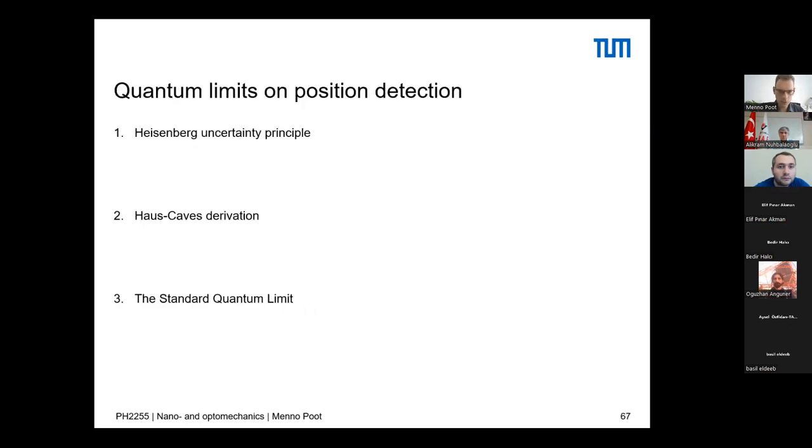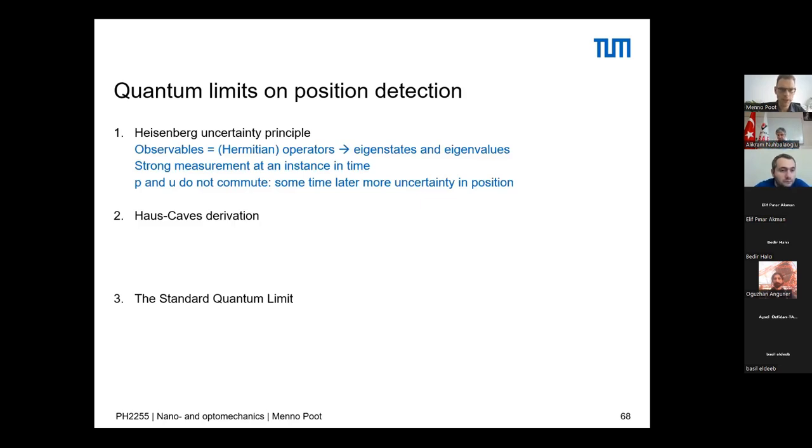Then, of course, we had a short lunch break, so let's revisit what we have just learned before the break. So we talked about quantum limits on position detection, and the Heisenberg uncertainty principle is something that we're very familiar with from our quantum mechanics textbooks. And in this case, we see that that was related to observables, in other words, to Hermitian operators, and those Hermitian operators have eigenstates and also eigenvalues. And then when you do a strong measurement at one instance in time, then in this case, you will get one of those eigenvalues. And after that, your wave function or your quantum system is in that eigenstate corresponding to that eigenvalue.